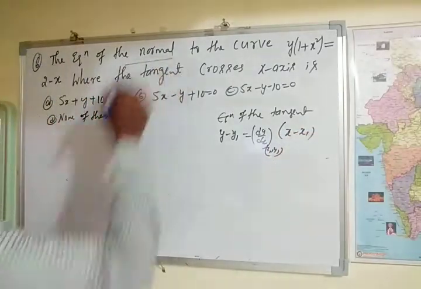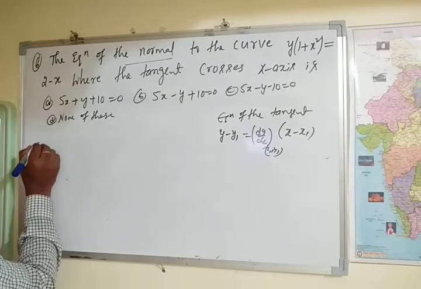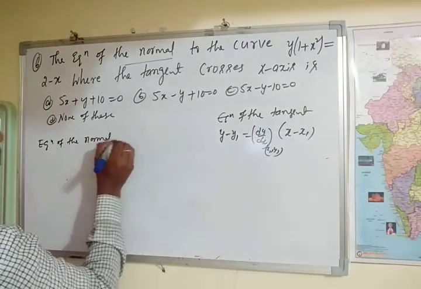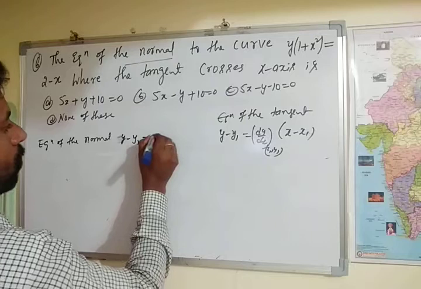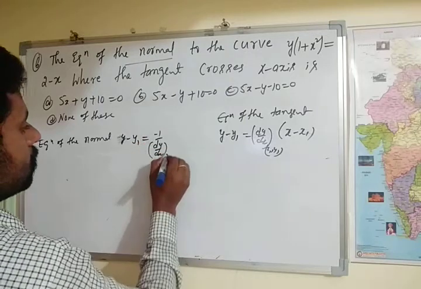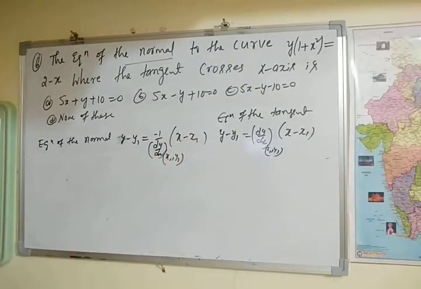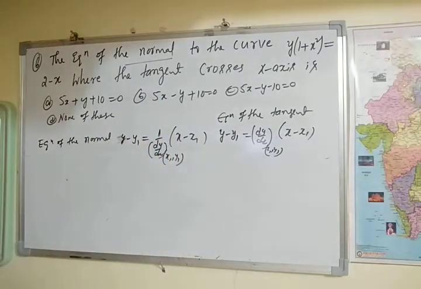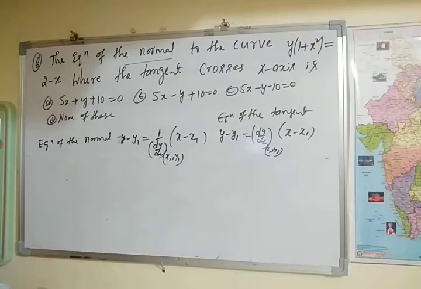But now in this question, we have to find the equation of the normal. The equation of the normal formula is y minus y1 is equal to minus 1 divided by dy by dx at (x1, y1) into (x minus x1). This is the reciprocal form, minus 1 by dy by dx into (x minus x1). This is the equation of the normal.